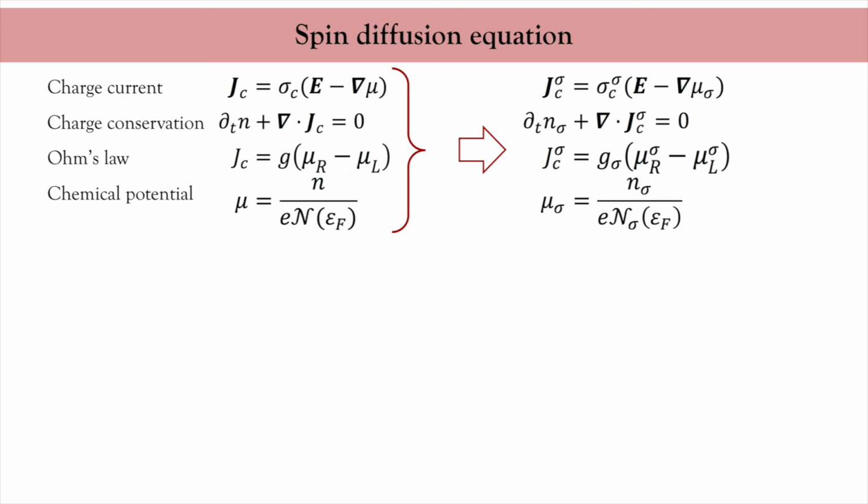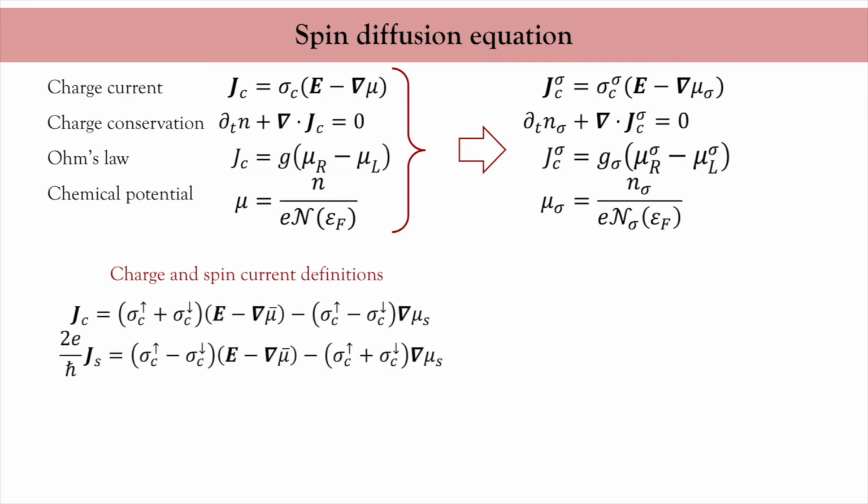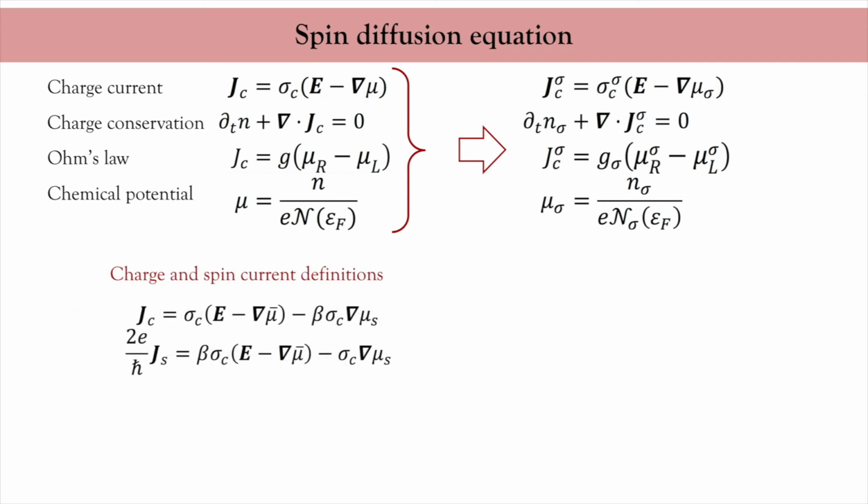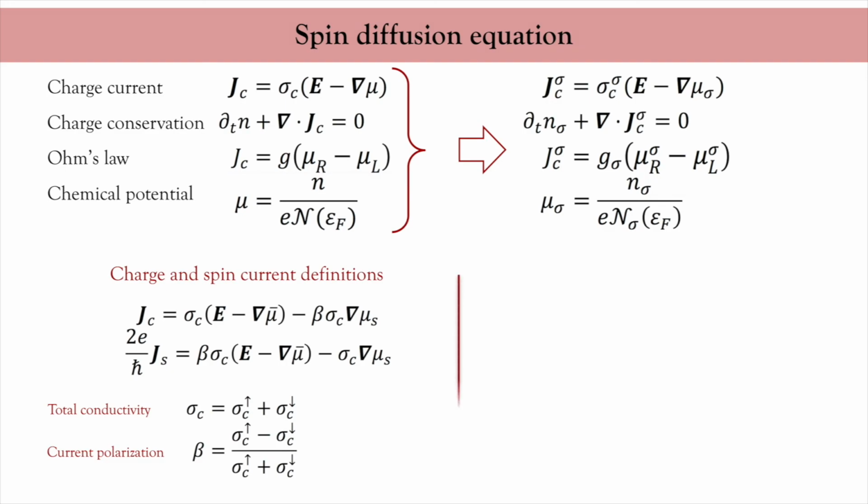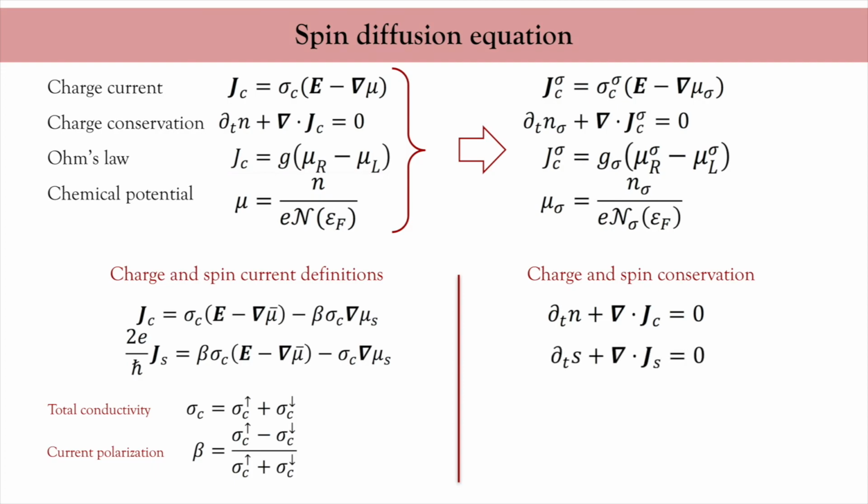Adopting the definition of the charge current density and spin current density, I obtain these two equations that I can rewrite this way. Here you see that I define the total charge conductivity sigma c and the current polarization beta. This beta parameter tells you how much the material can spin polarize a current. Of course it cannot exceed 1, but it can be 0 or even negative. Now I can do the same with the density, and I obtain the continuity equation for the charge density and the continuity equation for the spin density.